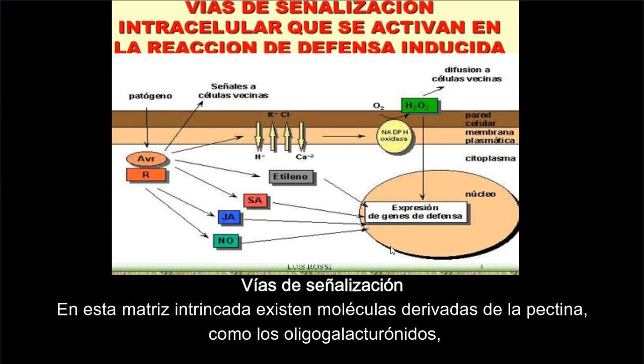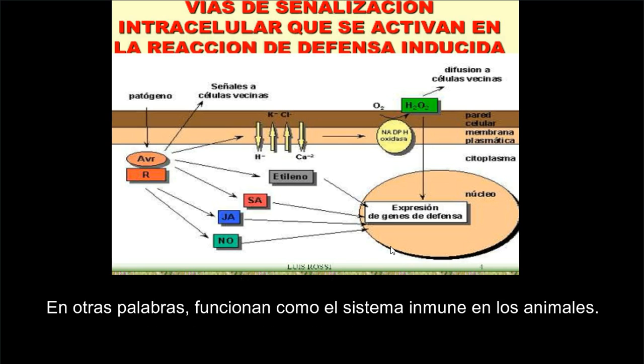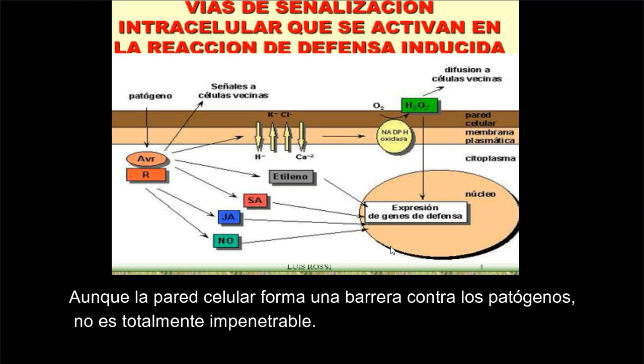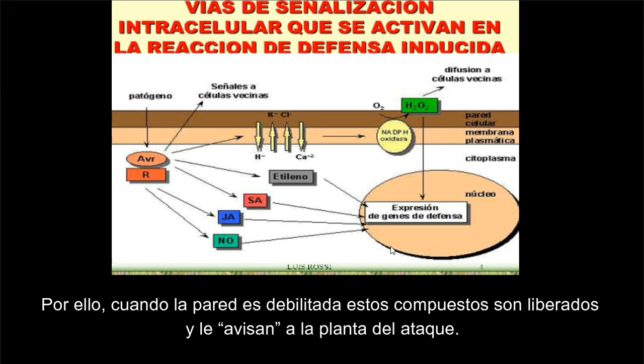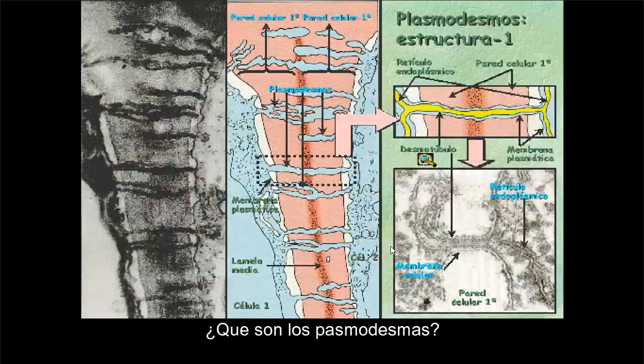Signaling pathways. In this intricate matrix, there are molecules derived from pectin, such as oligogalacturonides, which have the ability to trigger signaling pathways as a defense response. In other words, they function as the immune system in animals. Though the cell wall forms a barrier against pathogens, it is not completely impenetrable. Therefore, when the wall is weakened, these compounds are released and warn the plant of attack. In response, reactive oxygen species are released and metabolites are produced, such as phytoalexins, which are antimicrobial substances.